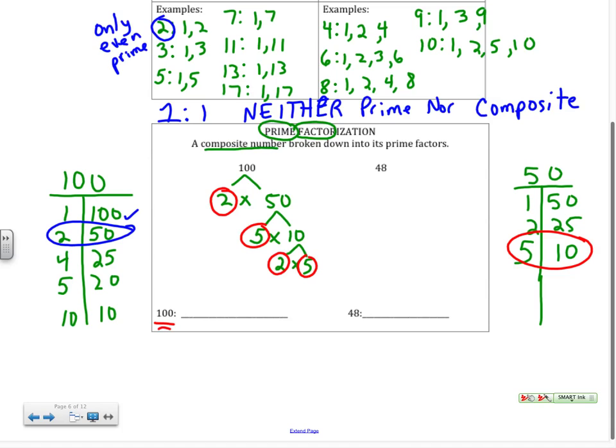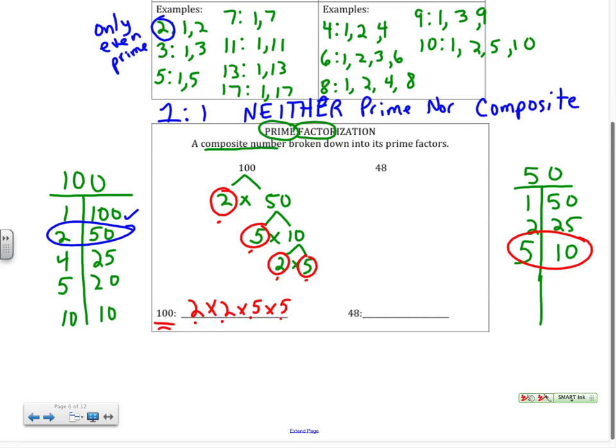What is the prime factorization of 100? I'm going to start with the lowest numbers I have here. 2 times 2 times 5 times 5. And if I were to go back and remultiply all these prime factors, I should get 100. So let's try. 2 times 2 is 4. 4 times 5 is 20, and 20 times 5 is 100. So 2 times 2 times 5 times 5 is called the prime factorization of 100.